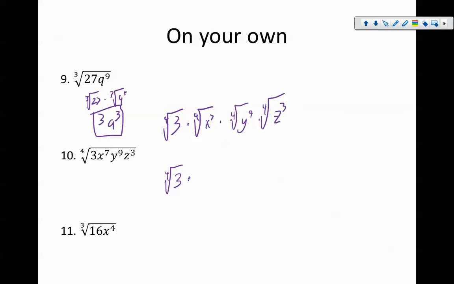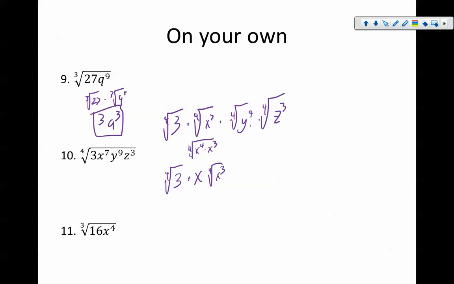Fourth root of x to the 7th doesn't divide evenly, right? 7 divided by 4 doesn't work, so we have to break it into something that does. x to the 4th times x cubed. Now I can take this one x out, but the x cubed stays in there.